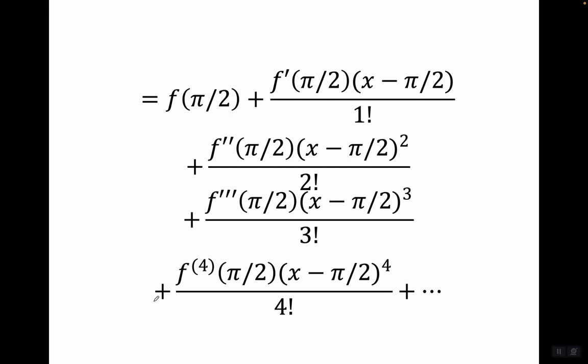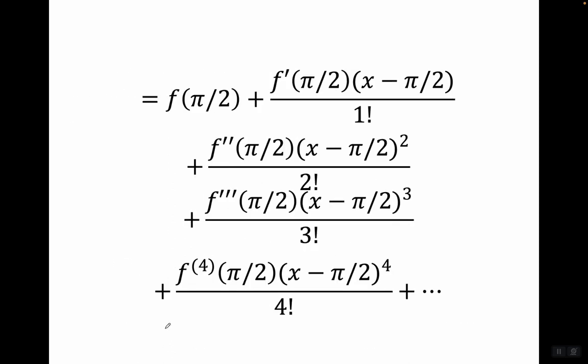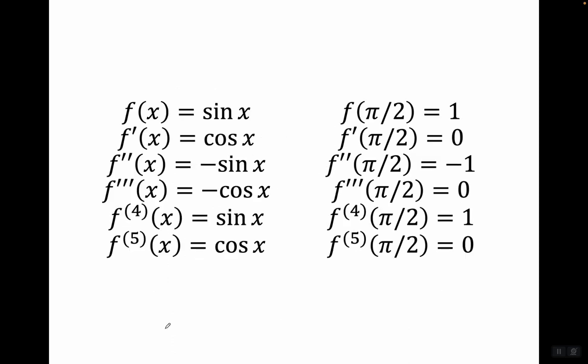Okay, so when we plug in a equals pi over 2 into this formula, here's what we get. f of pi over 2 plus f prime of pi over 2 times x minus pi over 2 over 1 factorial plus f double prime of pi over 2 times x minus pi over 2 squared over 2 factorial plus etc. In order to evaluate these, we need to know f and its derivatives at pi over 2.